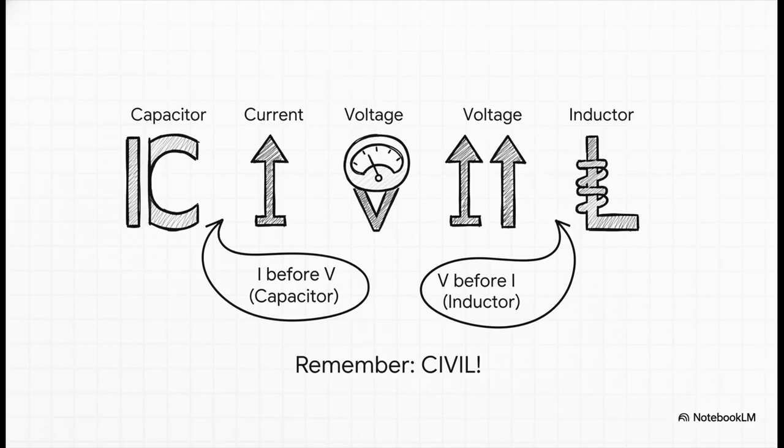So I have a super simple trick for you. Just remember one word, civil. That's C-I-V-I-L. What does it mean? Well, in a capacitor, C, the current I comes before the voltage V. And for the second part, in an inductor, L, the voltage V comes before the current I. See? Civil. You will never forget it now.